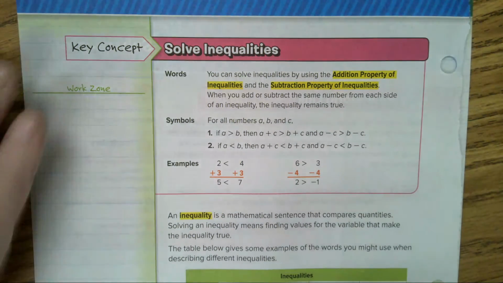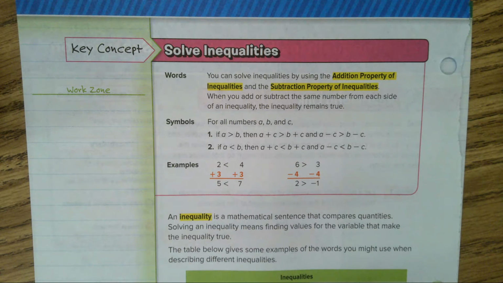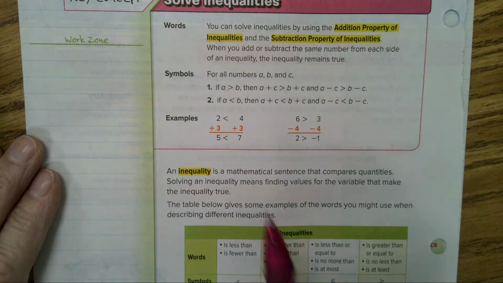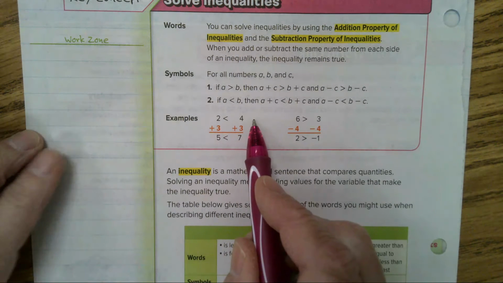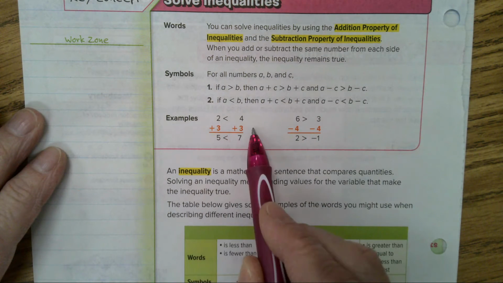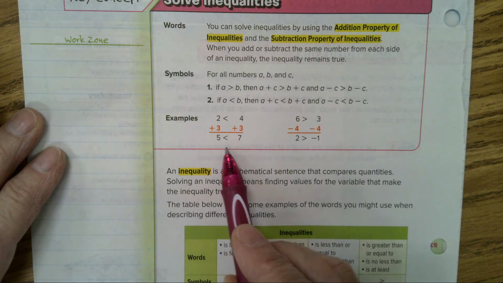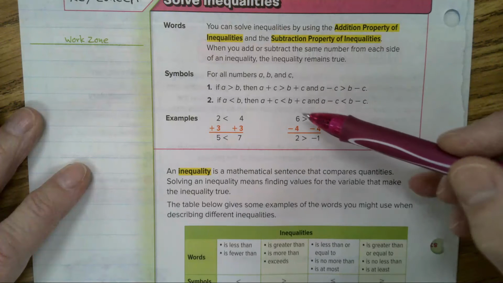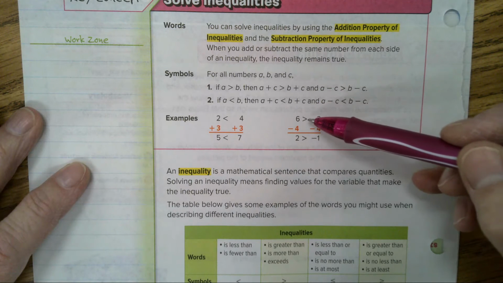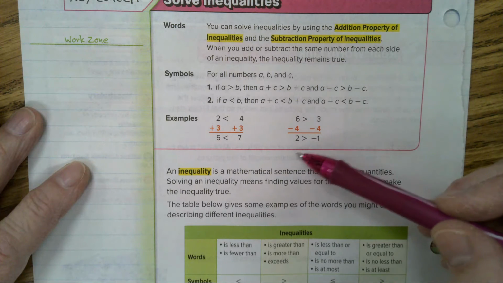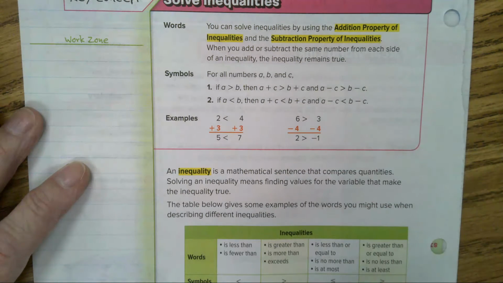All right, let's just look at it with actual numbers. So, 2 is less than 4. If you add 3 to 2 and 3 to 4, it is still a true inequality. 5 is less than 7. Here, our inequality states 6 is greater than 3. If you subtract 4 from both sides, 2 is still greater than -1.